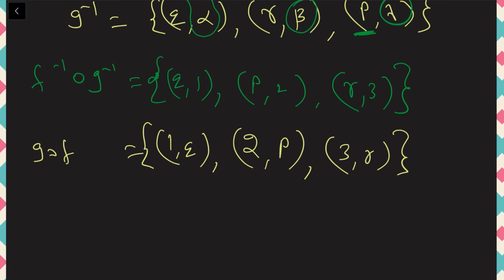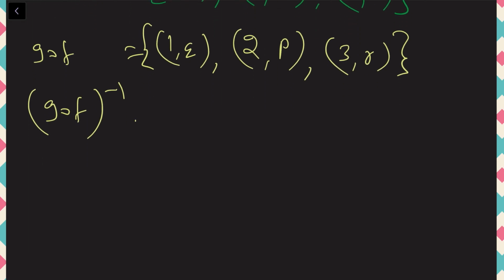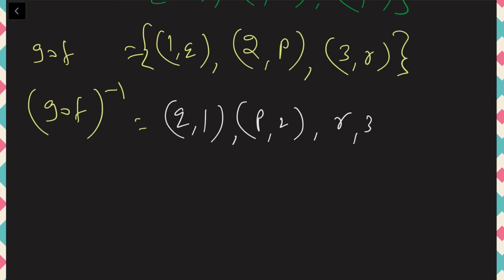Then we want the inverse of G of F. G of F whole inverse is equal to: here 1 comma Q is there, then it will become Q comma 1. 2 comma P will become P comma 2. 3 comma R will become R comma 3.